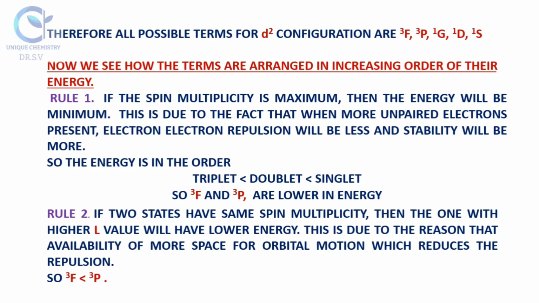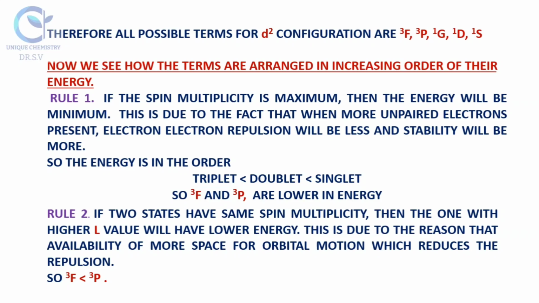Now we see how the terms are arranged in increasing order of their energy. There are some rules. Rule 1: if the spin multiplicity is maximum, then the energy will be minimum. This is due to the fact that when more unpaired electrons are present, electron-electron repulsion will be less and stability will be more. So the energy order is triplet is less than doublet, which is less than singlet. So triplet F and triplet P are lower in energy among all 5 states we have obtained for d2 configurations.